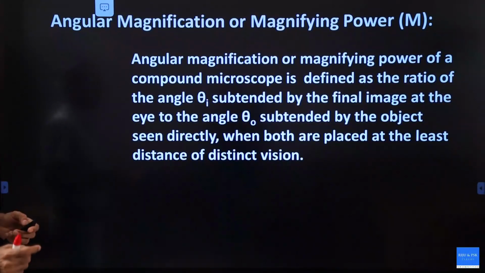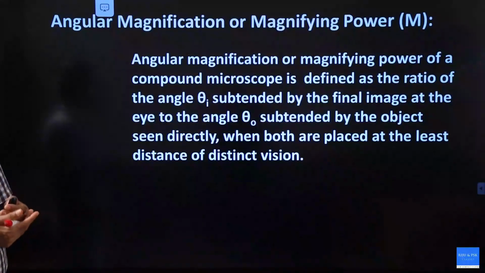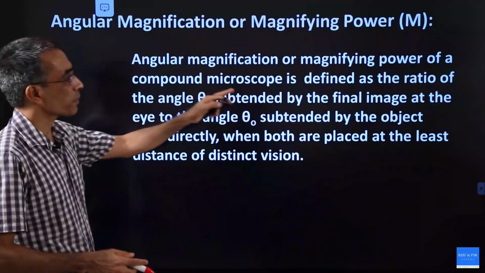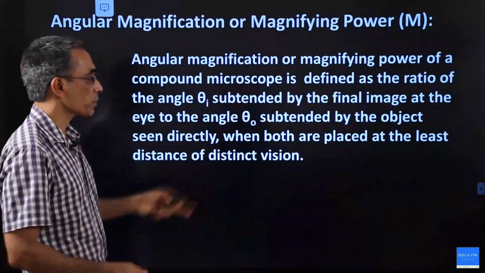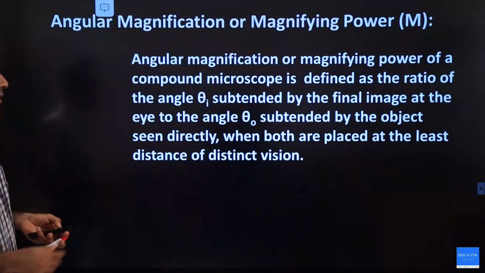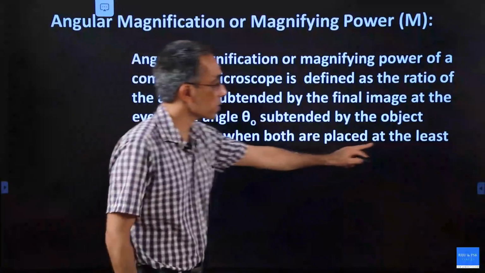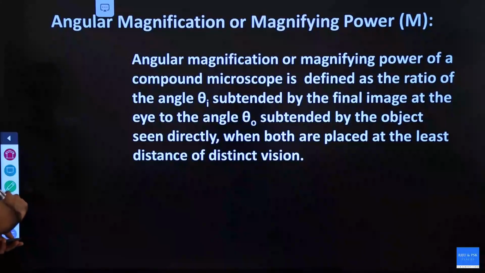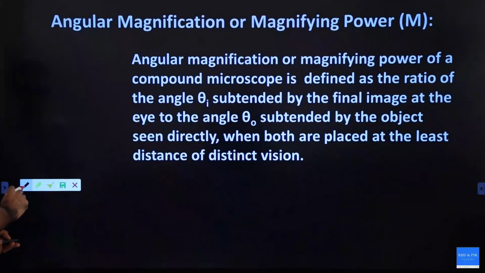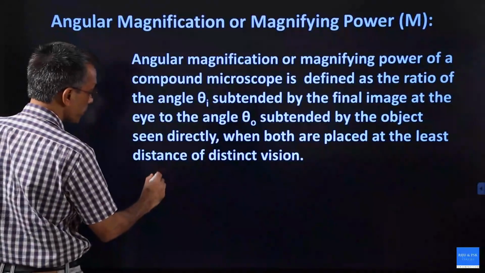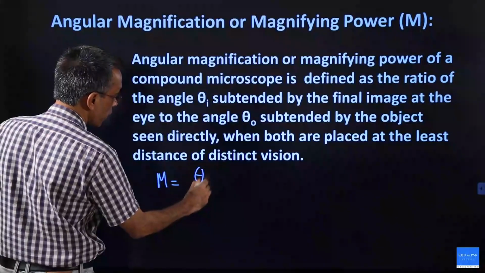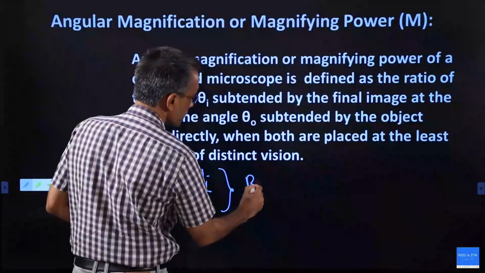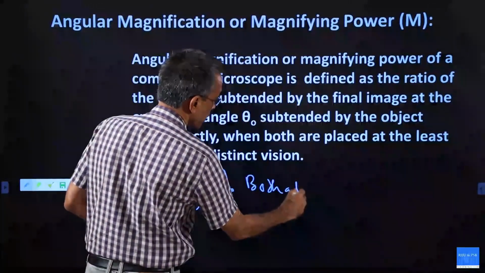Now, angular magnification or magnifying power of a compound microscope, I told you earlier, is the ratio of the angle subtended by the image to the angle subtended by the object, but with one condition: both must be placed at the least distance of distinct vision. So the angular magnification m is equal to theta of the image by theta of the object, but the condition is that both must be placed at D, both at D.